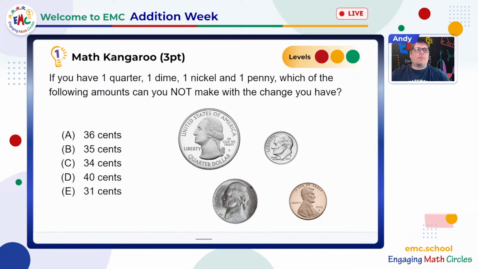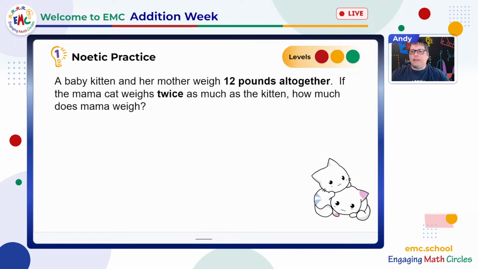Okay, next up, we're going to do something from the Noetic with some cute little kitties. Hopefully we can see those kitties on stream, because they're very cute.